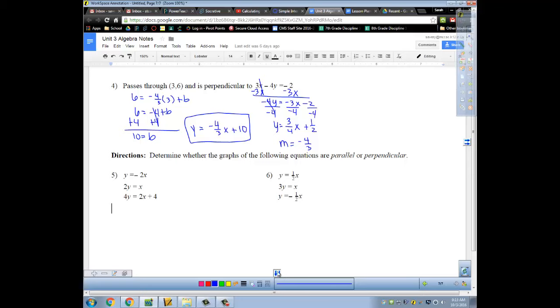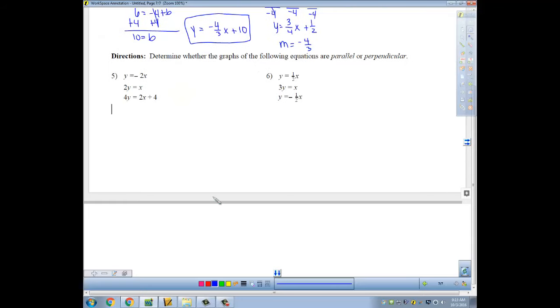Now the last two, we're just going to figure out if each of these lines are parallel or perpendicular. So I'm going to say this is my first line, second line, and third line, just so I don't have to rewrite the actual equation. So for the first line, your slope is obviously -2. For the second equation, you need to divide both sides by 2 to get x over 2, which is 1/2 x. So the slope for this one is 1/2. And then for line 3, divide everything by 4 to get y equals 1/2 x plus 1. So the slope for the third one is also 1/2.